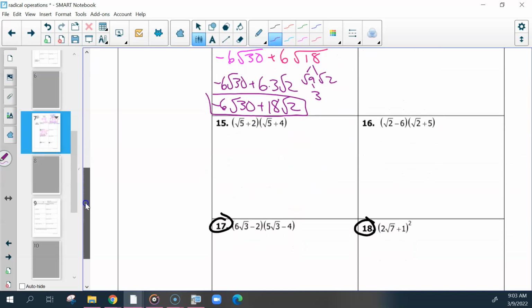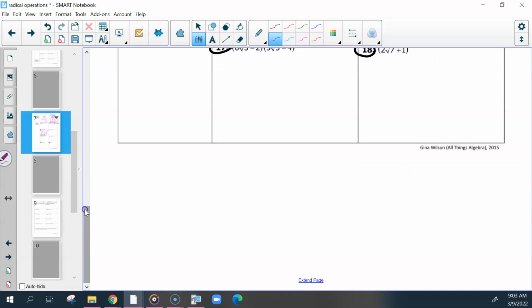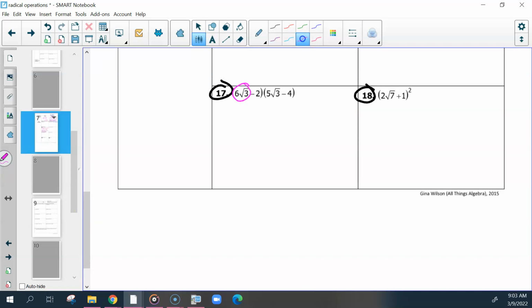Now let's jump down to 17 and 18, where we are now distributing twice. For 17, again, if it helps you to rewrite, do that. We're going to take that first term and multiply it to everything in the second set of parentheses. So I'm going to rewrite that as 6 times the square root of 3, and then in parentheses, 5 times the square root of 3 minus 4. Just so it looks a little bit simpler. Then I'm going to take the second part of this and do minus 2 times that same inside: 5 times the square root of 3 minus 4.